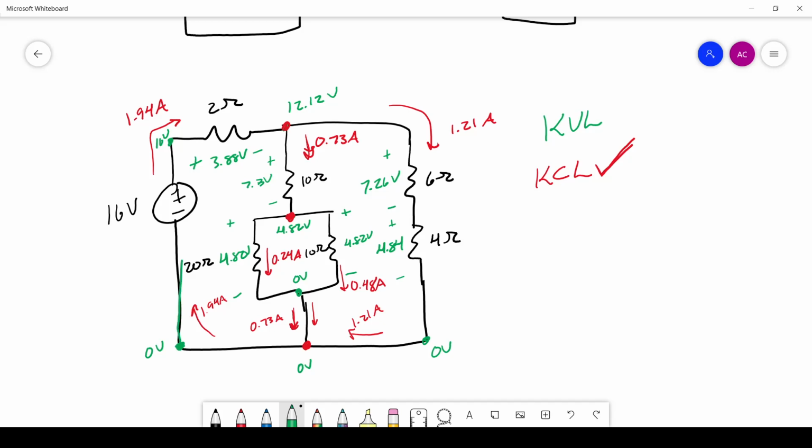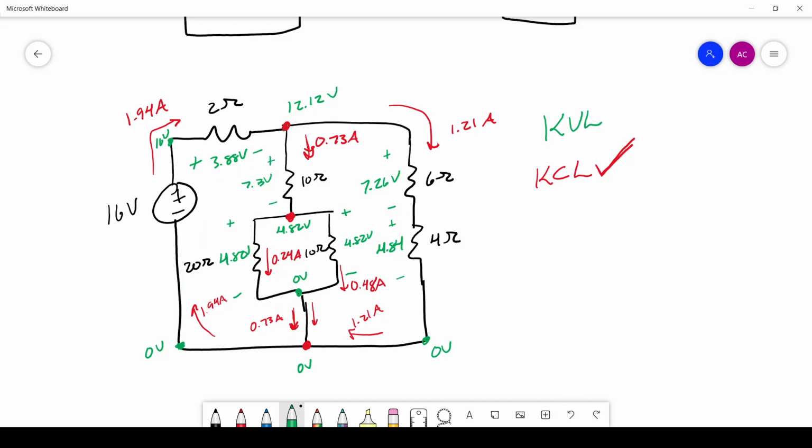We go up and we get plus 16 volts, because we're going into the minus and leaving from the plus. This gives us plus 16 volts. Minus 3.88 volts gives us 12.12 volts. Minus 7.3 gives us 4.82 volts. Minus this 4.82 volts gives us 0, and then we're back at the beginning. So that's the first loop, satisfied.